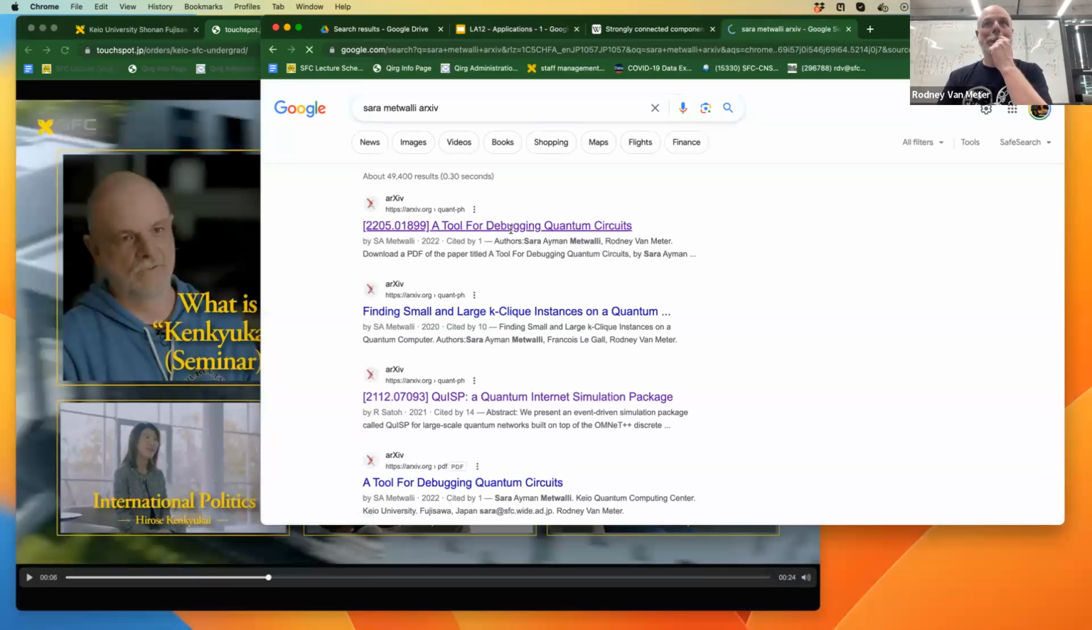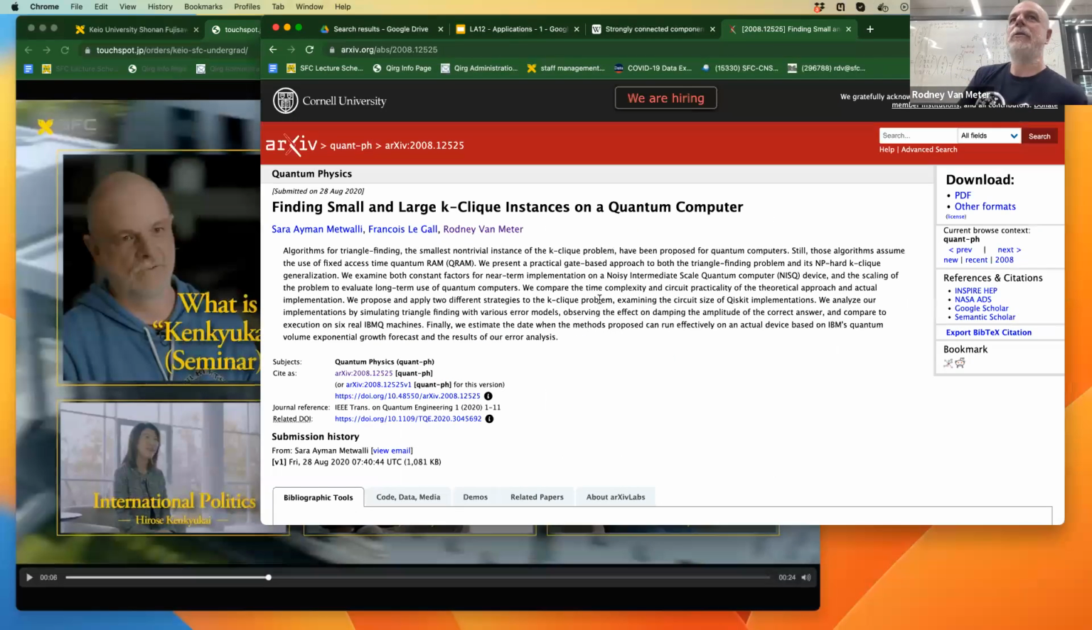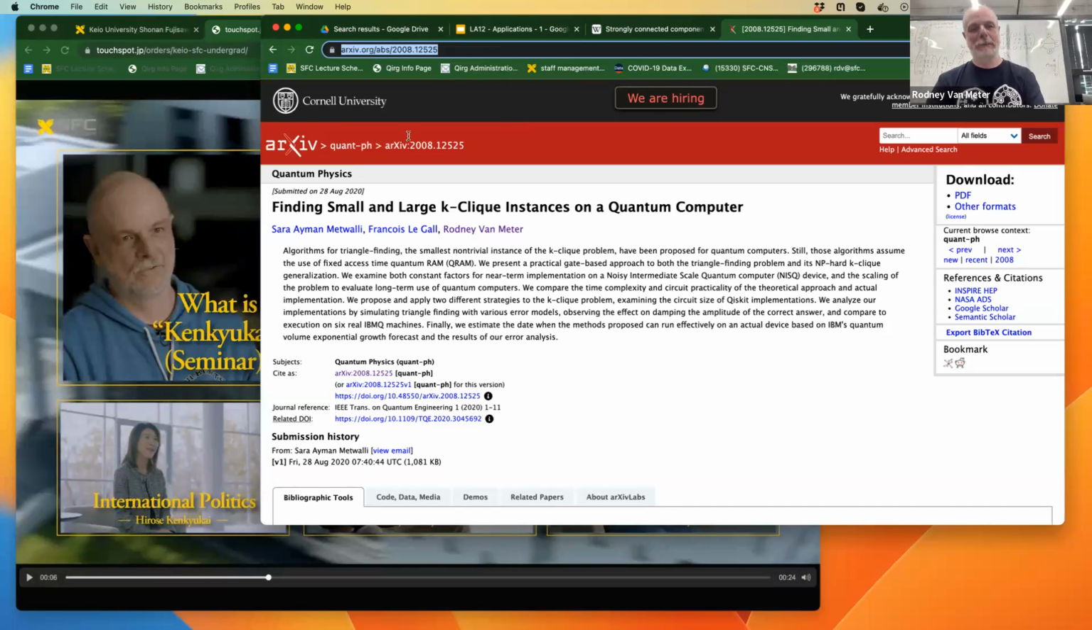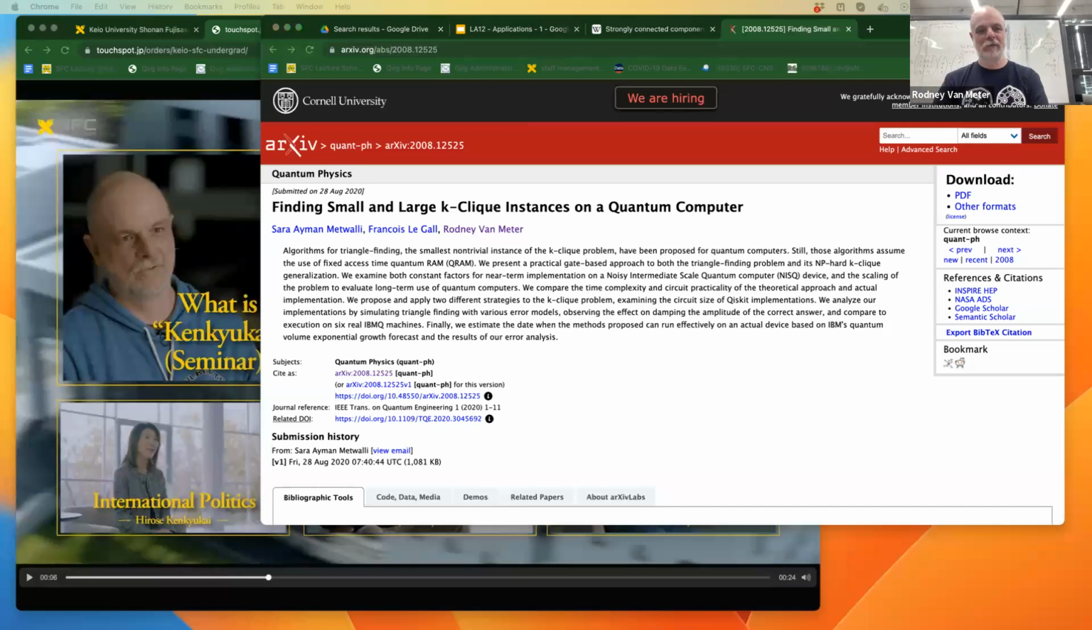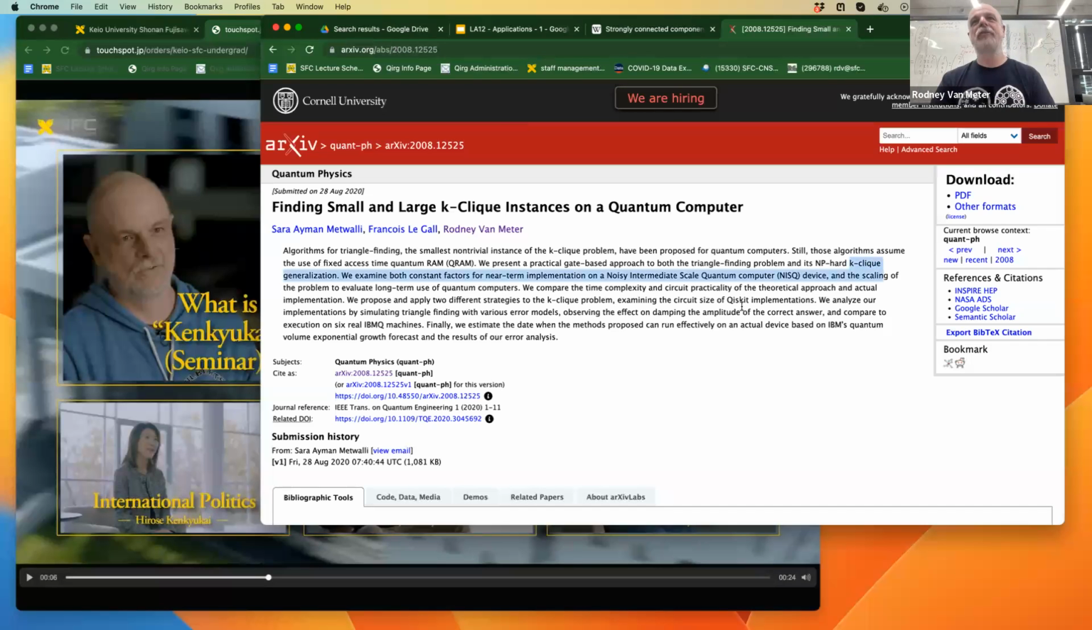Let's see. This paper. My PhD student, Sarah Metwally, wrote this interesting paper about quantum computing. And in this, we're looking at the K-clique problem, or a generalization of that. And we can talk about what the relationship is between a clique and other things a little bit later. You all might want to take a look at that if you want.